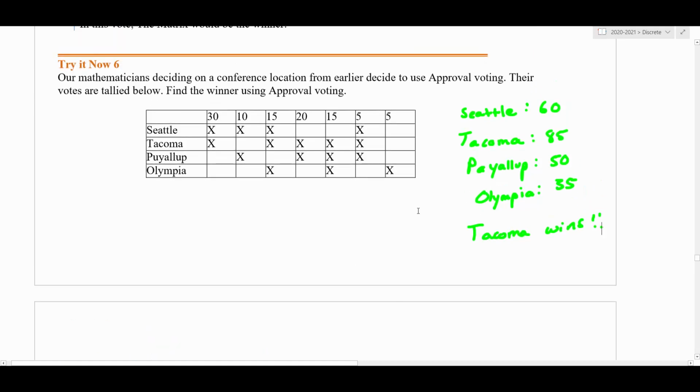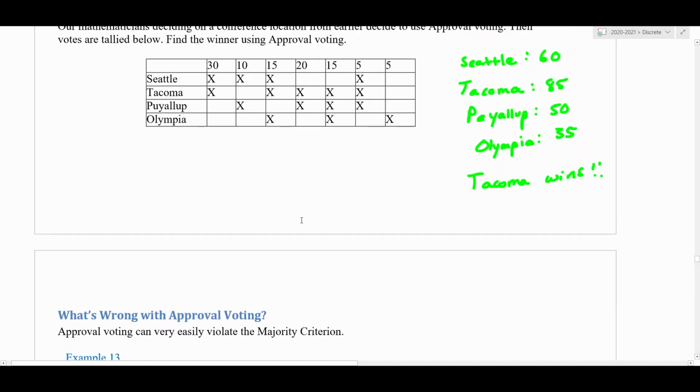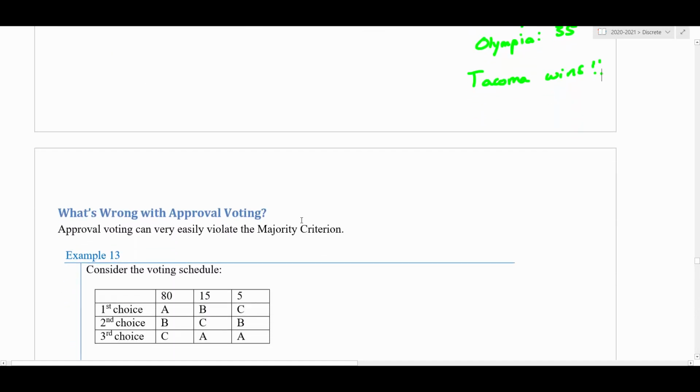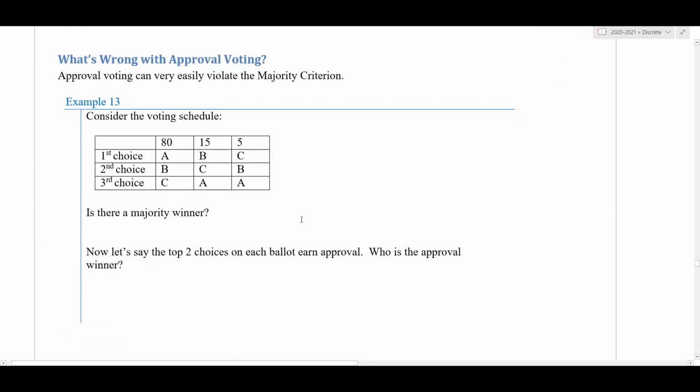I think just sitting here on this try it now problem they gave us, if we recall from our previous lesson, that when we did the preference ballot, Seattle had a majority of the first place votes, but if we look here at the approval voting, Tacoma won. And that's exactly what the problem is with approval voting, is that you could have a majority of people that prefer a particular location, and then an approval vote could trump that majority.